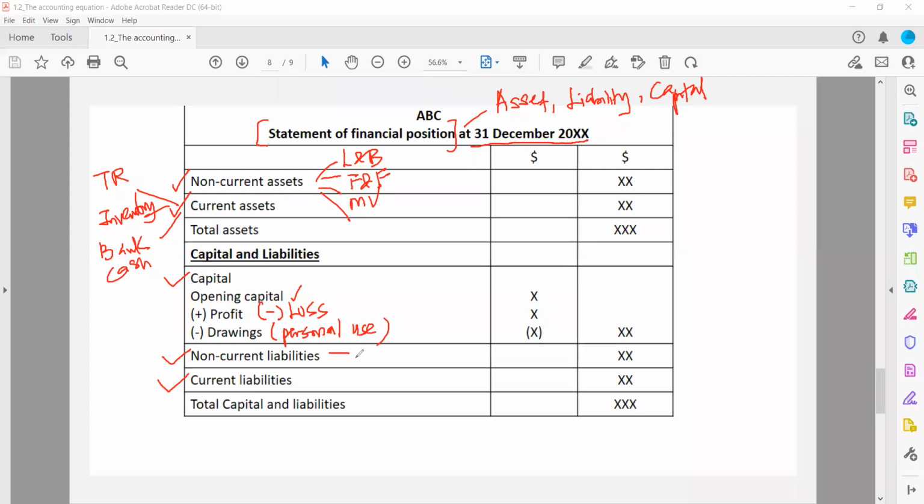Non-current liability, in our syllabus, is bank loan. A bank loan of more than 1 year is considered non-current. Or debenture. Okay. Current liability, we have trade payable, which is the supplier, and other payable. If we have a bank overdraft, it differs from the bank balance, which is money belonging to us. Bank overdraft means that we use bank money, we owe the bank money, so that is a liability. So these are the 5 sections that you need to memorize for the statement of financial position.